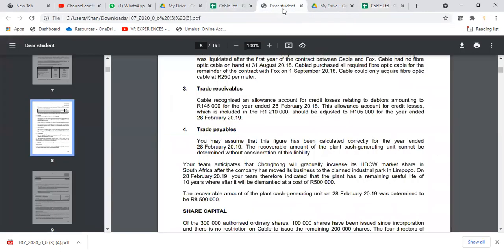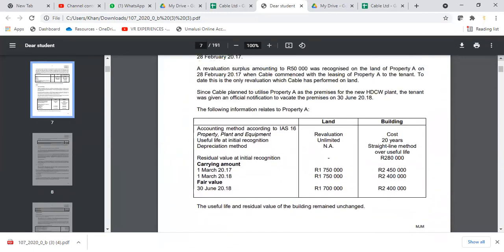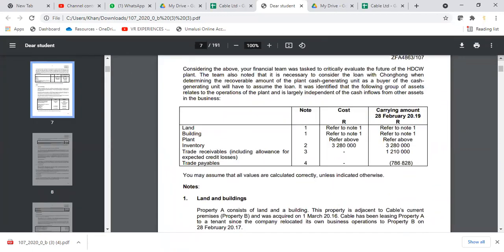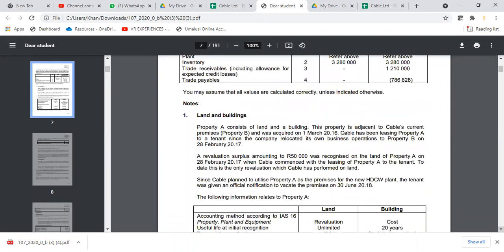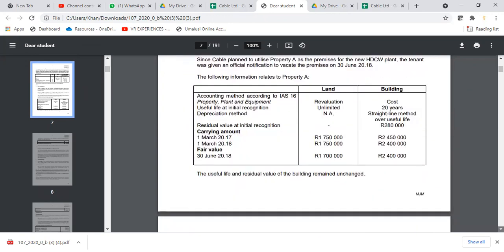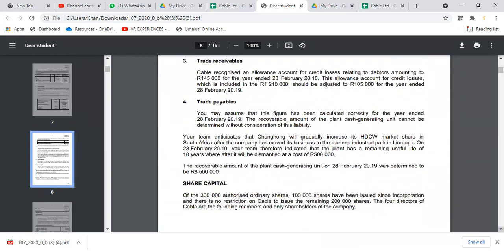Okay, so the next is going to be the trade payables. If you go to the balance, there you can see the trade payables was given as 786,828. So that's the trade payables, but they gave us a note number 4. So let's go look at note number 4. So you may assume that this figure has been calculated correctly for the year ended 28 February 2019.